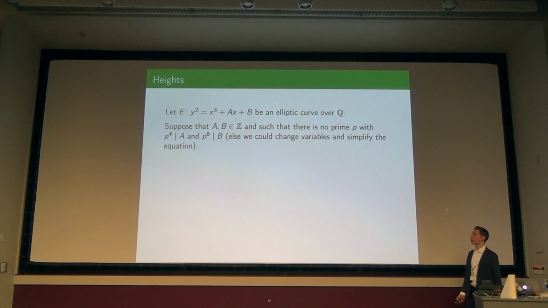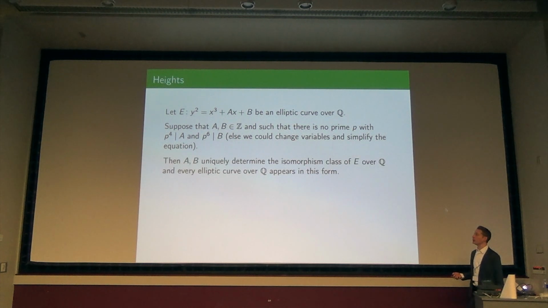I could change variables if I have this weird situation. Well, first of all, I can clear denominators. And if I do that in a minimal way, so if a and b are rational numbers, I multiply through by the denominator or powers of it and absorb it into the x and y terms. If I do that in a minimal way, like I would do writing a rational number in lowest terms, then I can ensure that there's no prime p such that p to the fourth divides a and p to the sixth divides b. If I had that, I could pull a p squared out of this whole term and p cubed in this term. So in other words, there's a minimal way to make these integers. And when I do that, the elliptic curve is uniquely determined by the integers a and b with this property.